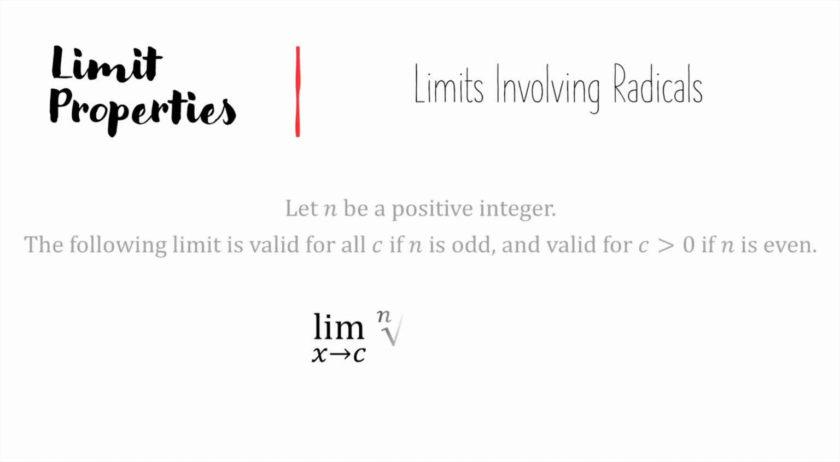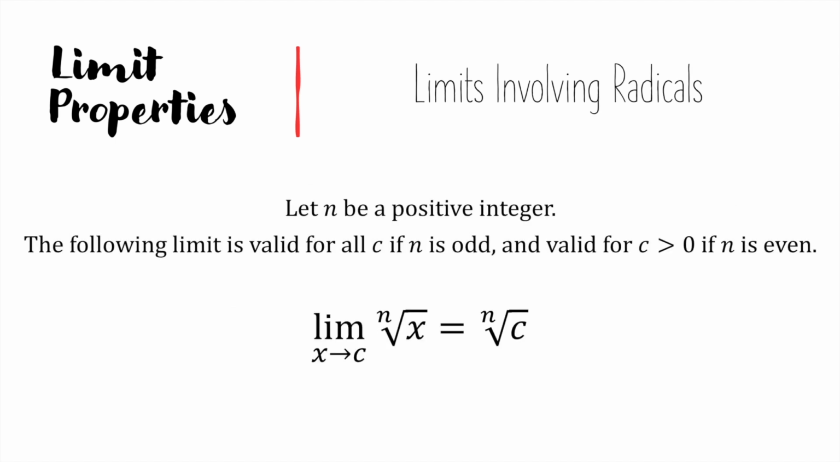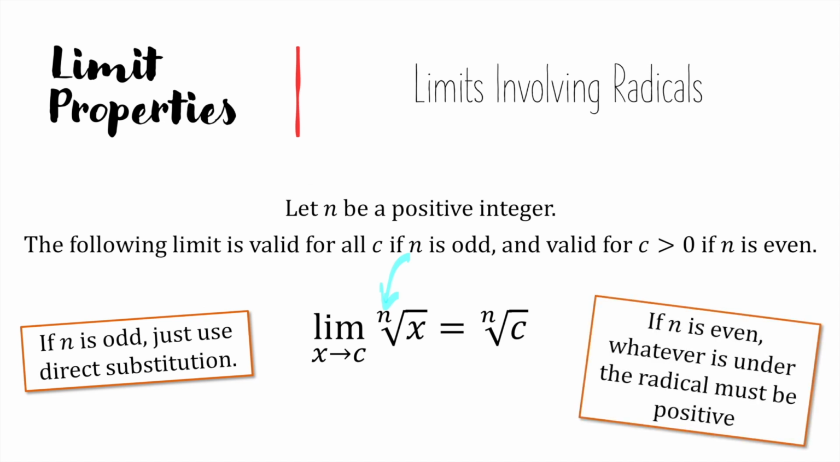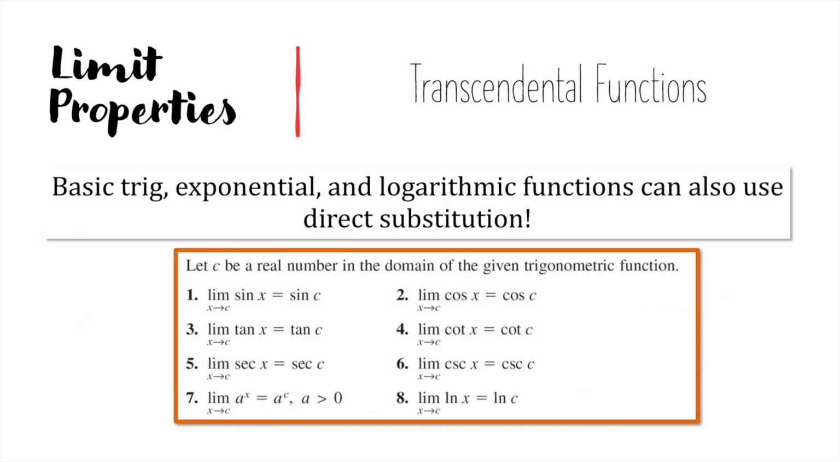If you get a limit problem involving a radical, basically all you need to know is if n is odd, then you can just use direct substitution, because you can take the nth root of a negative number if n is odd. If n is even, whatever is under the radical has to be a positive number. Transcendental functions, your sines and cosines, your natural log, your exponential functions, those can also use direct substitution.